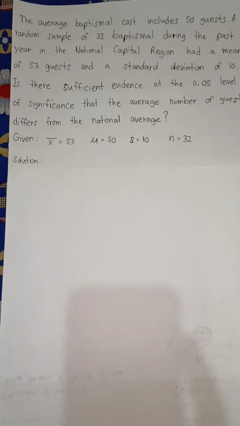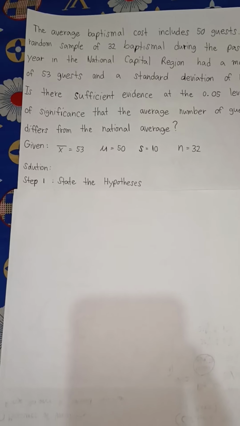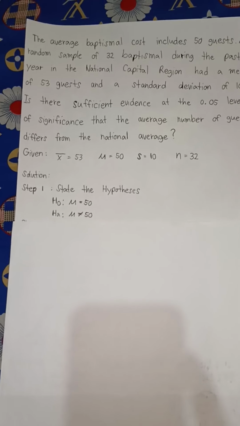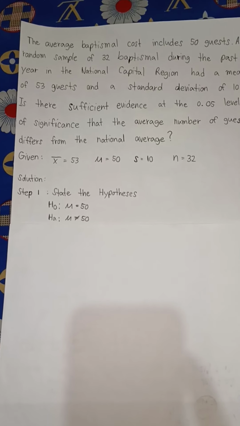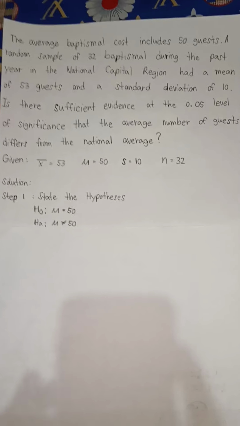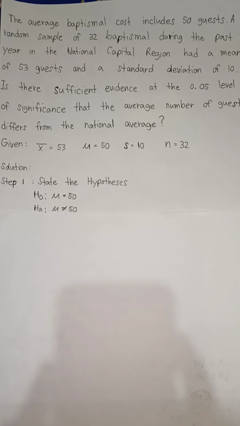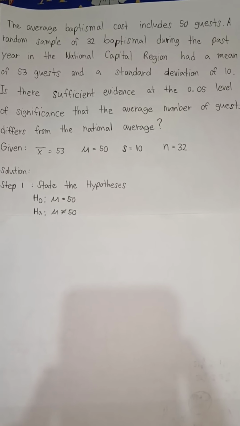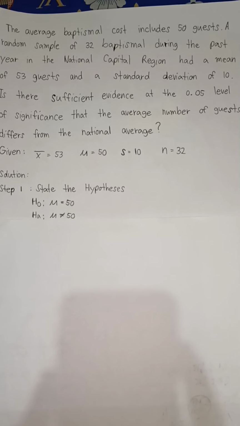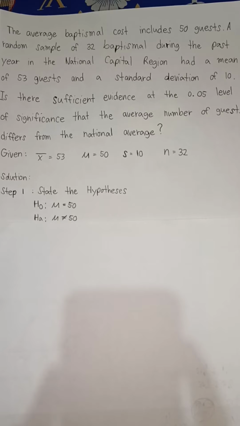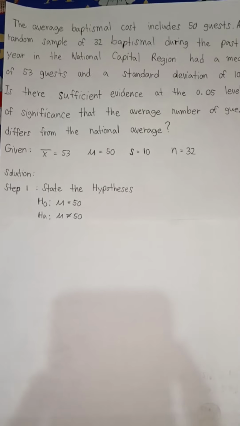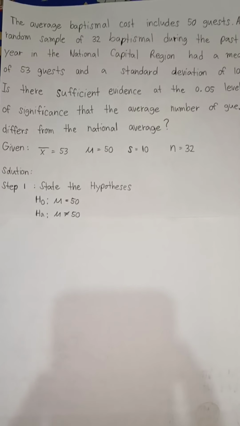Step 1 here is state the hypothesis. Our null hypothesis is mu is equal to 50, and our alternative hypothesis is mu is not equal to 50, because it is not less than or more than 50 guests.